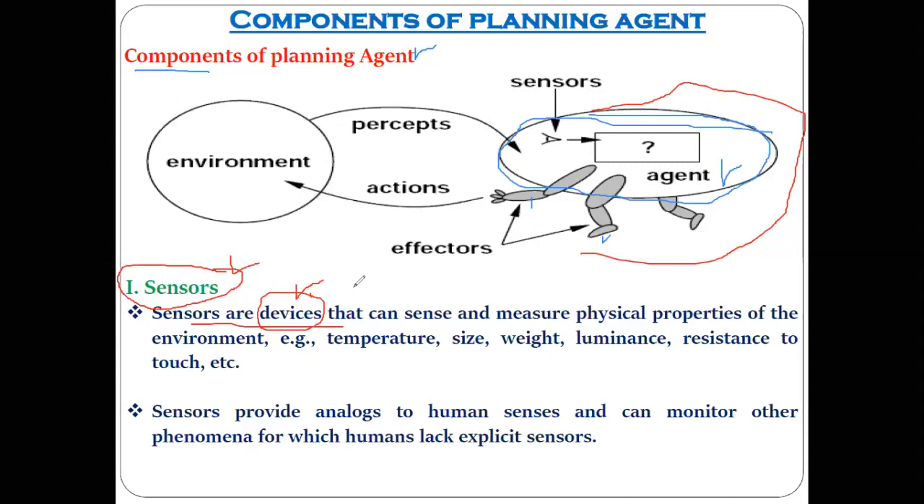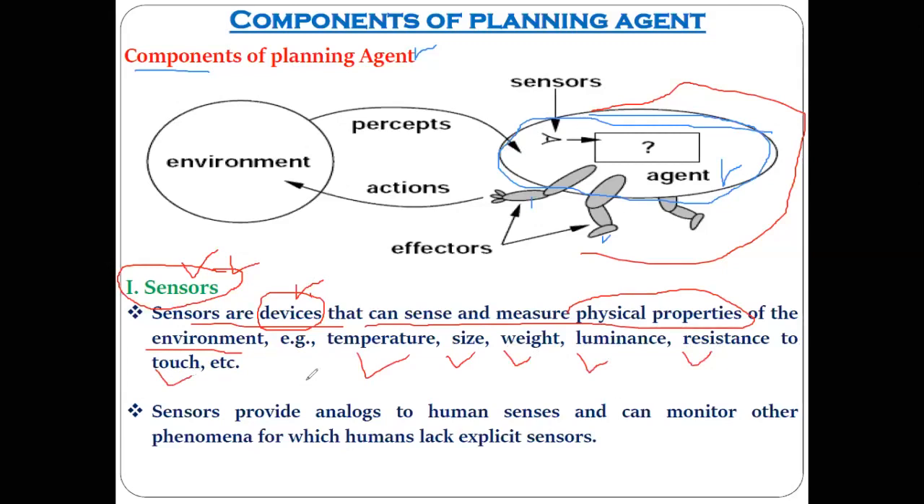We need to utilize some kind of devices, and those devices are nothing but the different kinds of sensors. Here I have written the actual definition of the sensor. Sensors are the devices that sense and measure the physical properties of the environment. Now, what are the physical properties of the environment? Like temperature, size, weight, luminous means the light, resistance, touching, sensing, etc.